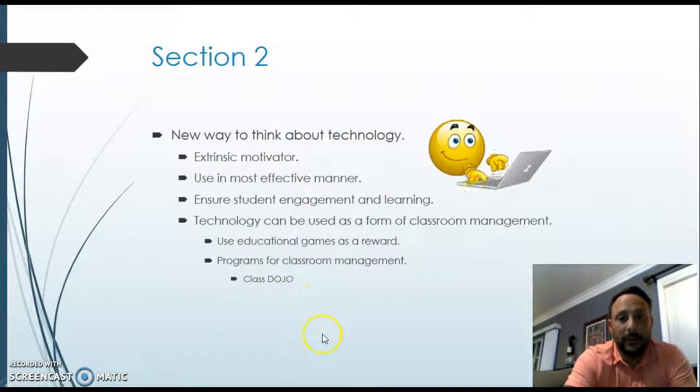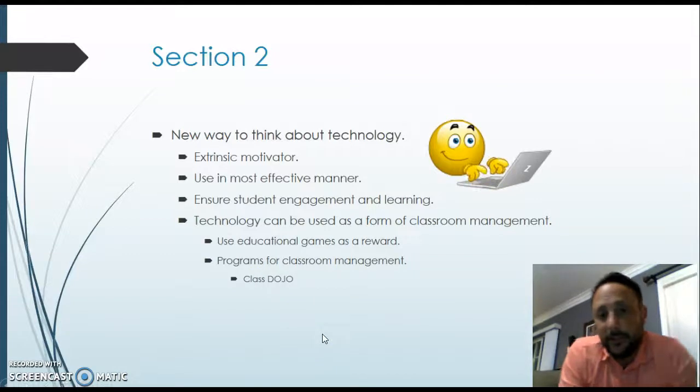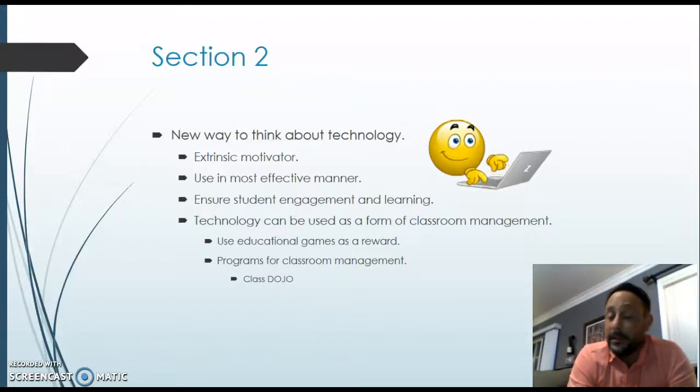All right, a continuation of section two, a new way to think about technology. As I said before, on the extrinsic motivators, the kids love technology. We got to meet them where they're at. That's all they do. They're always on their phone, just like you and me. Always on their phone, always on their computer. So they're plugged in, and if I can meet them wherever they're at, I can affect them. That's how I found it most effective.